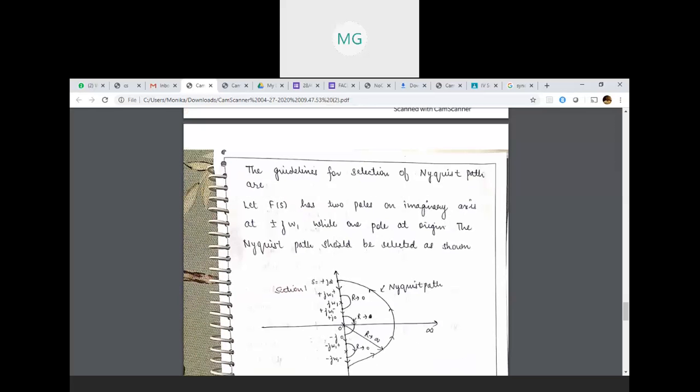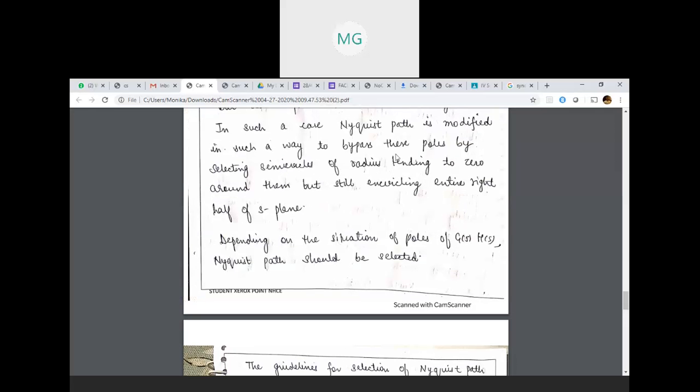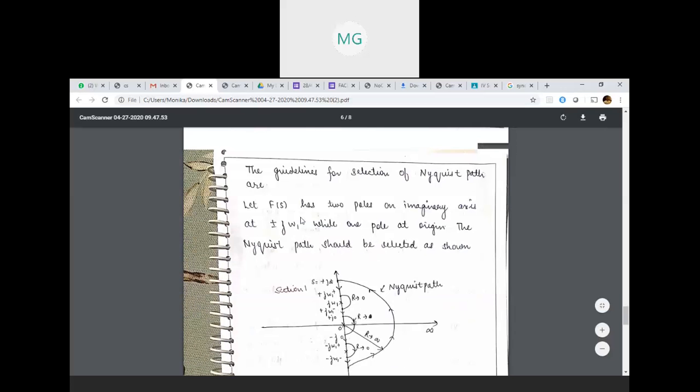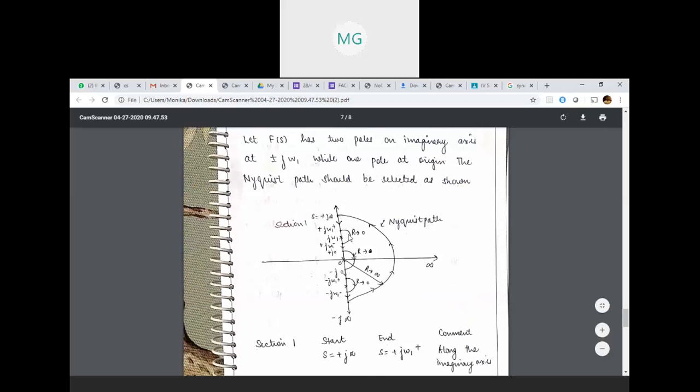The points which are on the origin or on the imaginary axis, we bypass these poles by selecting semicircles of radius tending to zero around them, but still encircling the entire right half of the S plane. So we have taken two points very, very close to them, and taken a semicircle of radius tending to zero around them. For the second point, again, we have taken two points very close to minus j omega 1 and taken a semicircle of radius tending to zero around it. And for the third one also, we have done the same thing.